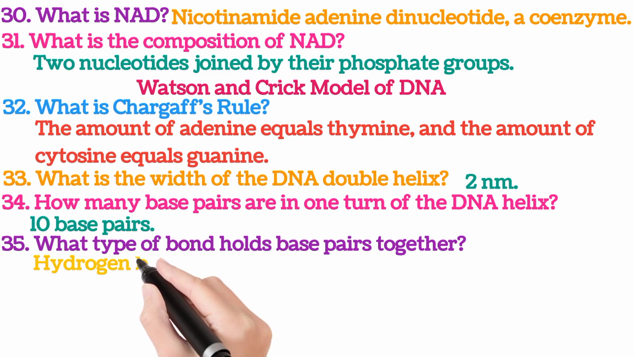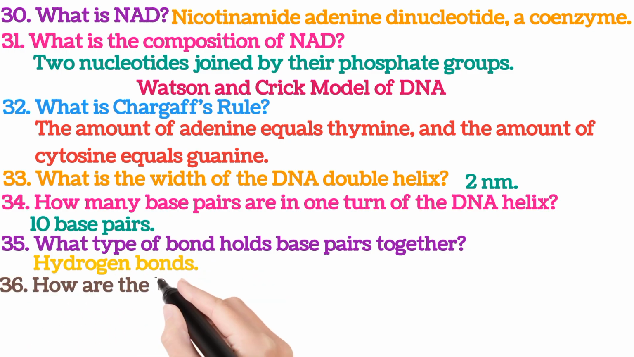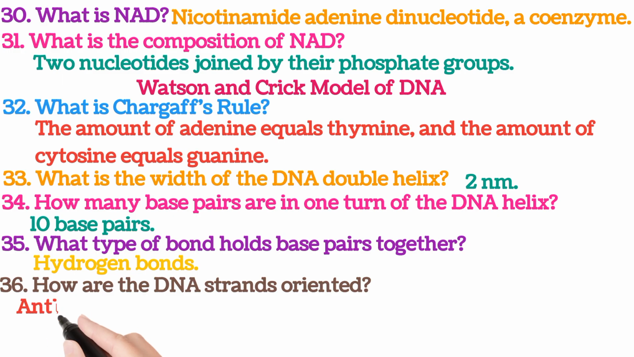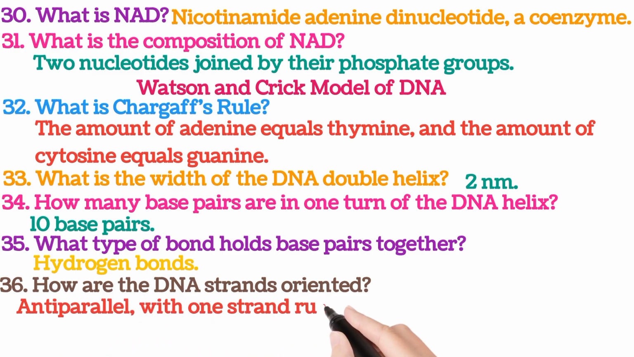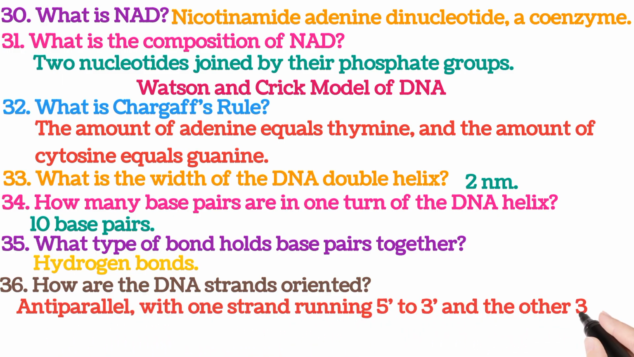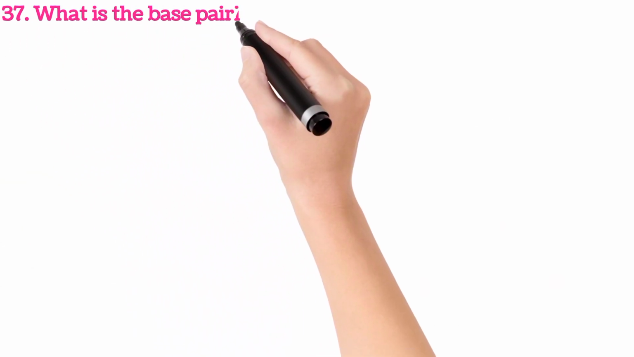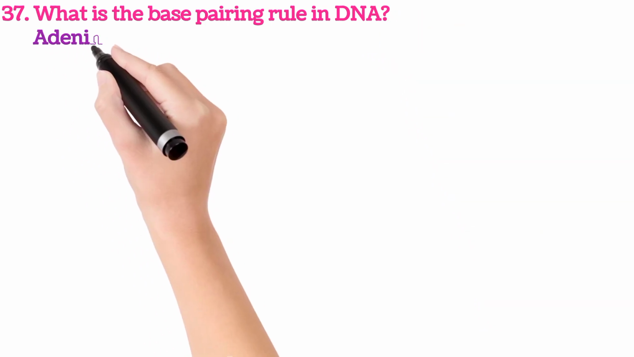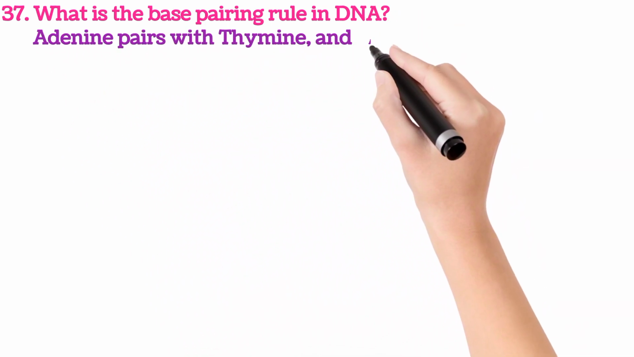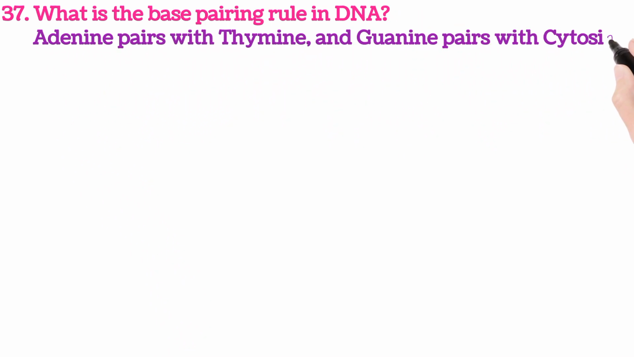35. What type of bond holds base pairs together? Hydrogen bonds. 36. How are the DNA strands oriented? Antiparallel, with one strand running 5' end to 3' end and the other 3' end to 5' end. 37. What is the base pairing rule in DNA? Adenine pairs with thymine, and guanine pairs with cytosine.